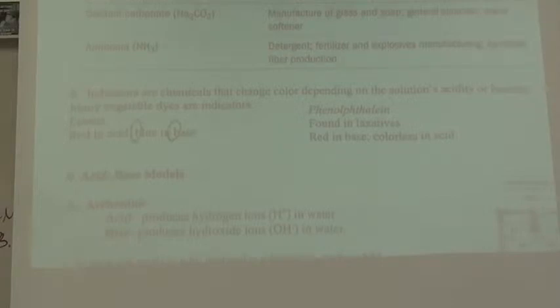Phenolphthalein, I bet you already know. In acid, phenolphthalein is colorless, and when it is in a basic solution, it is that beautiful pink color.